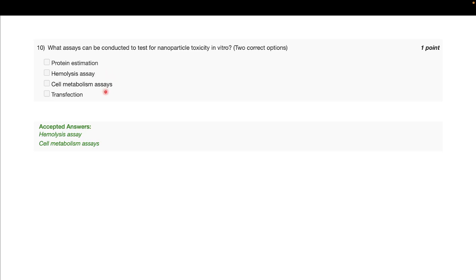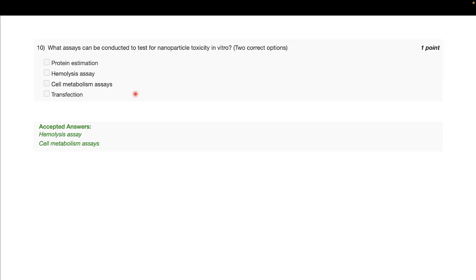And then cell metabolism assays are, as I told you, you can take THP1 macrophages or any other cell line and see what is the effect of your nanoparticles on these cells, whether they are metabolically active, whether they are dying fast or their morphology is changing, and so on. So these two assays are done to test nanoparticle toxicity in vitro. Is this clear? Any doubts in this? I think that's all I have for you.